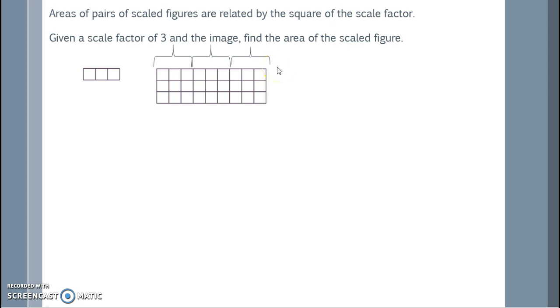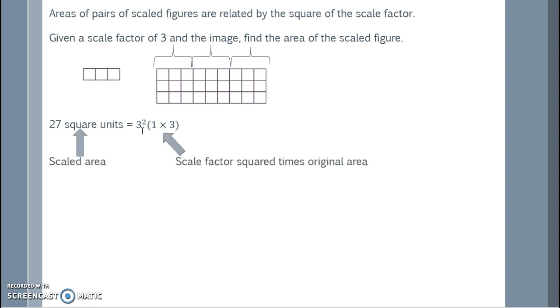So it's now 9 across. Further, it is 1 down multiplied by 3. So 1, 2, 3. This is 27 square units. So the area of our original is a 1 by 3 multiplied by the square scale of 3 squared. So the scale factor squared times the original area.